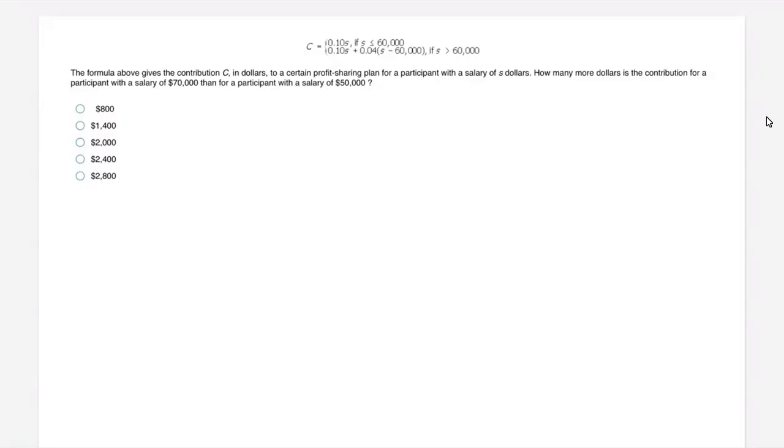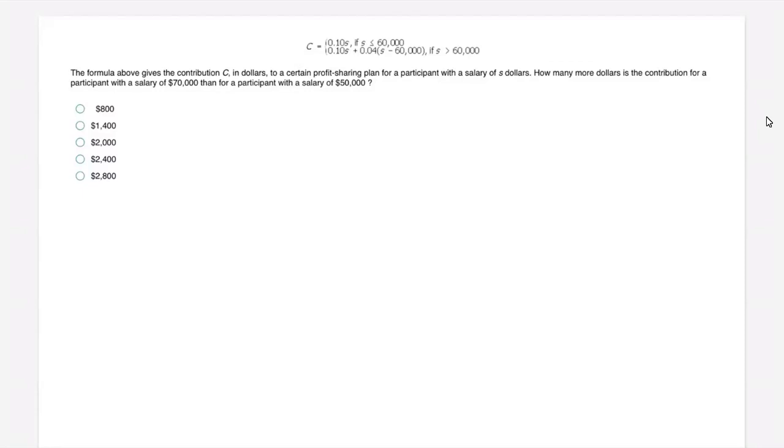Let's do it. The formula above gives the contribution C in dollars to a certain profit sharing plan for a participant with a salary of S dollars. How many more dollars in the contribution for a participant with a salary of 70K than 50K?